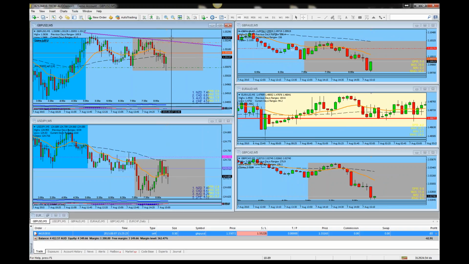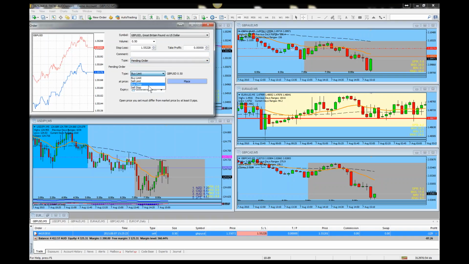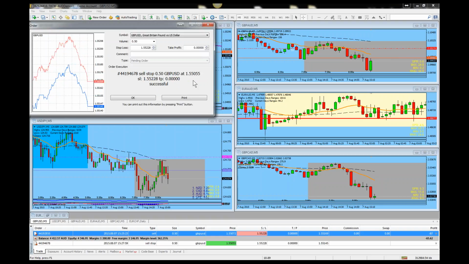And how wide is this? That's a 20 pip box. That's actually not bad. All right, so I've got a couple of minutes here. And I want to put a short at 1.55055. That's easy enough to remember. One order, pending, sell stop at 1.55055. Place.